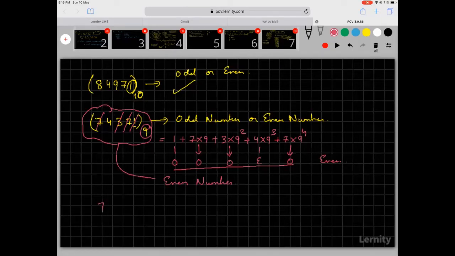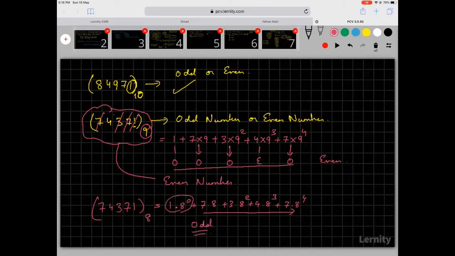Suppose I had 74371 to the base 8. Now it will be 1 into 8 power 0 plus 7 into 8 plus 3 into 8 squared plus 4 into 8 cubed plus 7 into 8 power 4. Look, all these are even numbers. There's only one odd number. So this will be an odd number. So odd or even also depends upon the base of the number.